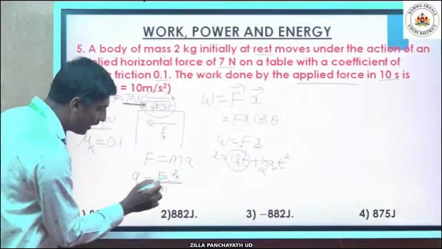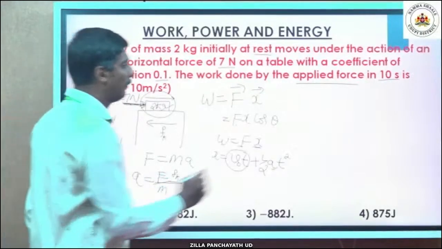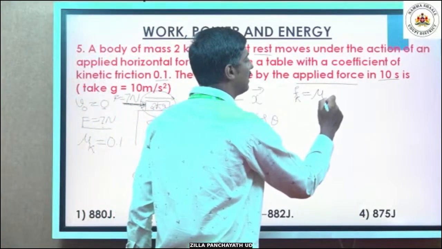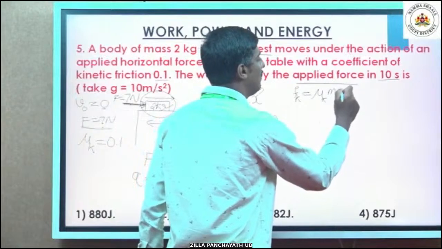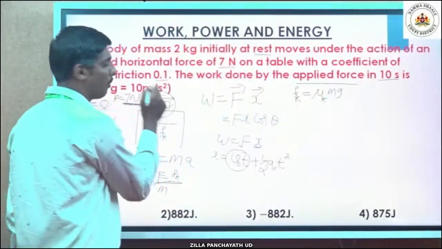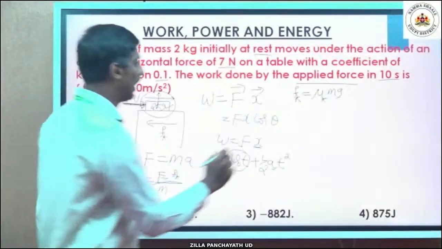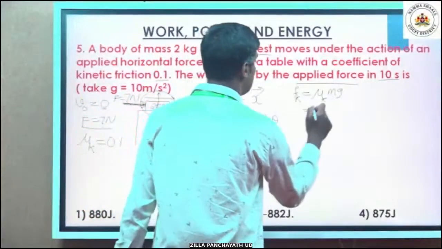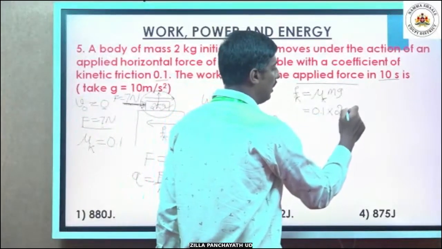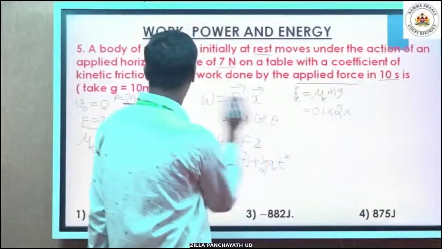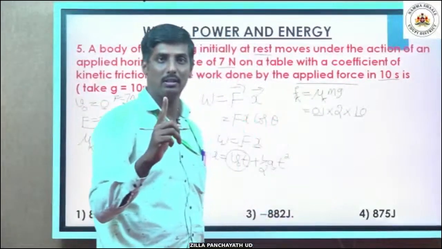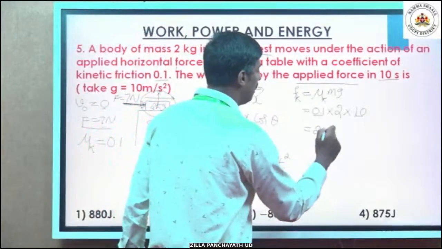I know F, but I don't know what Fk is. The kinetic frictional force is nothing but mu k into N, where N is the normal reaction, and the normal reaction is equal to m into g. So the mu k value given here is 0.1, into the mass given as 2 kg, into g, which we take as 10. So look, 0.1 into 10 is 1, students. Therefore 2 into 1 is 2. So this is Fk.